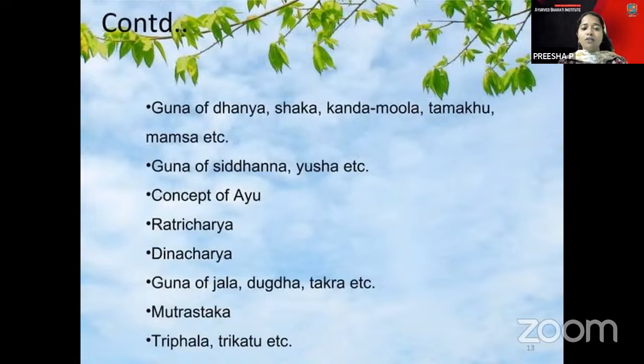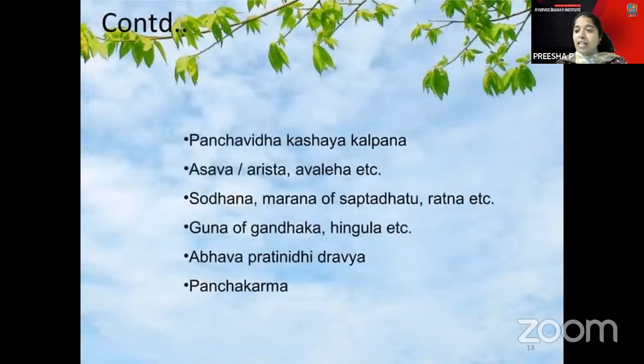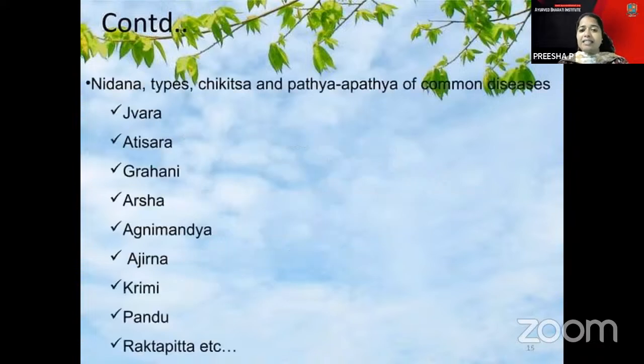You also have Siddhanna, Yusha, Dinacharya and Ratricharya covered in the first part, with some aspects of Vaidya Kalpana, meaning the Panchavidha Kashaya Kalpana and also Shodhana Marana of Saptadhatus, with glimpses of the Panchakarma part. And these are the main diseases where Nidana and Chikitsa are maintained: Jwara, Atisara, Grahani, Arsha, with Agnimandya and Ajirna, and also Raktapitta.